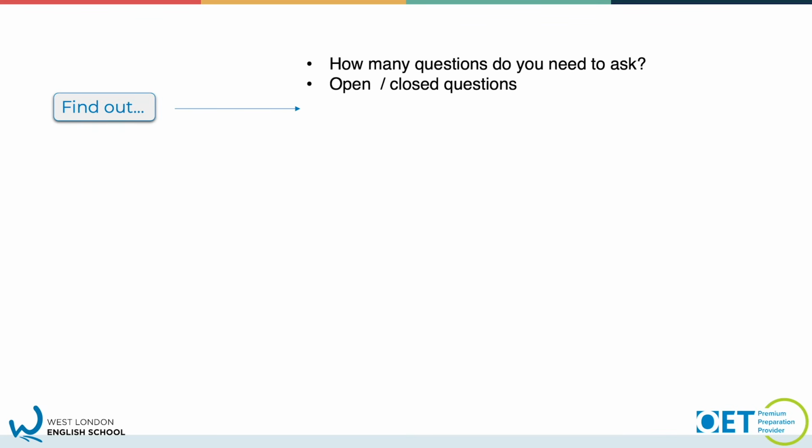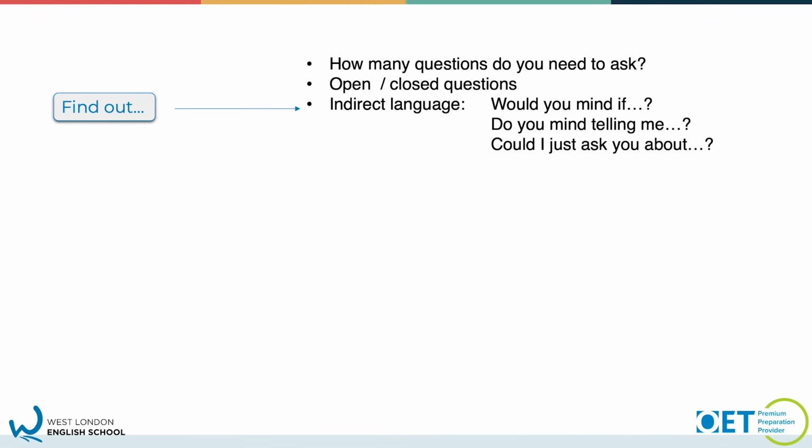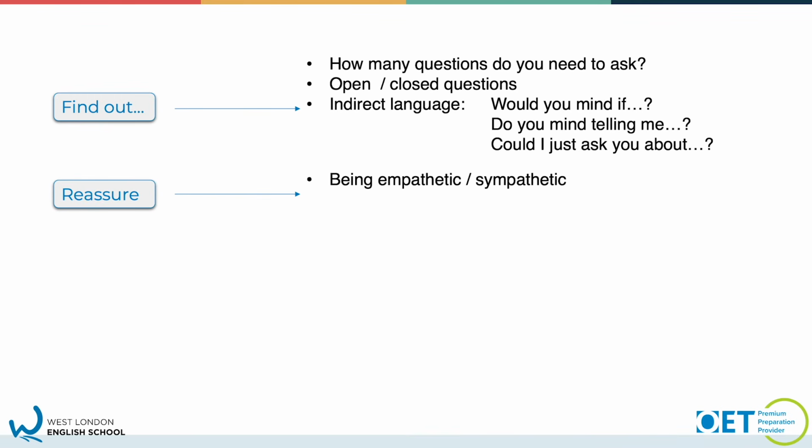Using open or closed questions. Your language, if it's a sensitive issue, you might need to use indirect language. Reassure, think about how you're going to reassure. You're going to have to be empathetic and really put yourself in the patient's situation. I know that's something that helps me a lot during the role play. And you're going to be sympathetic as well. Explaining is a good way of reassuring the patient, of course. Make sure you explain things in a simple and sensitive way.